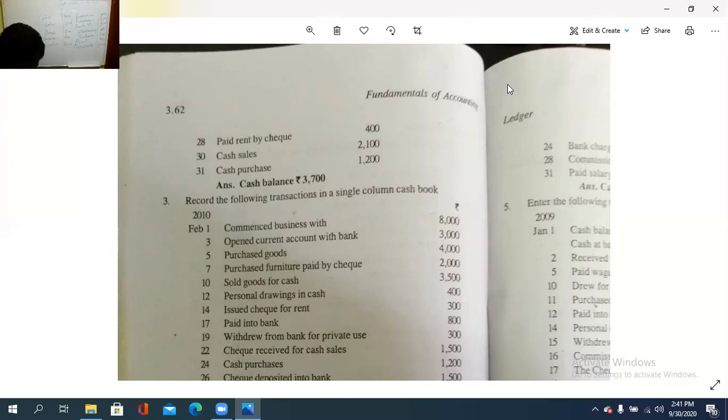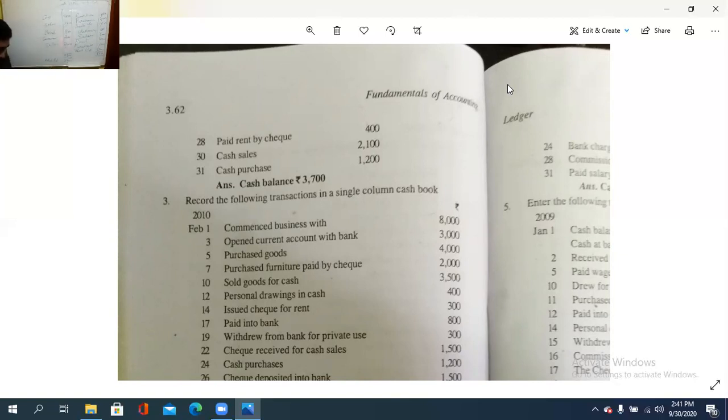11,300 on the debit side, 4,000 plus 1,700 plus 700 plus 200 minus 11,300. See, 3,700 is the cash balance. So, by balance carried out, and balance brought down.